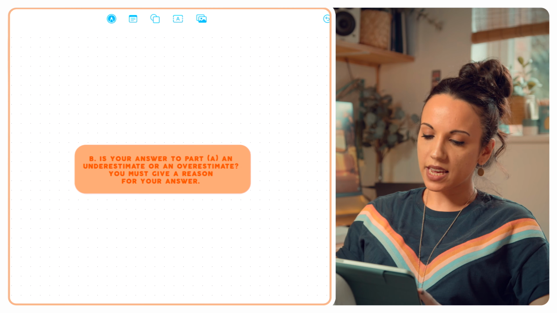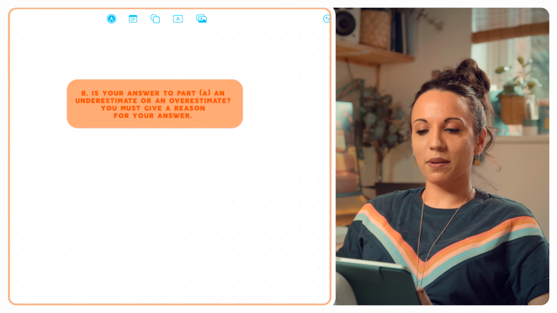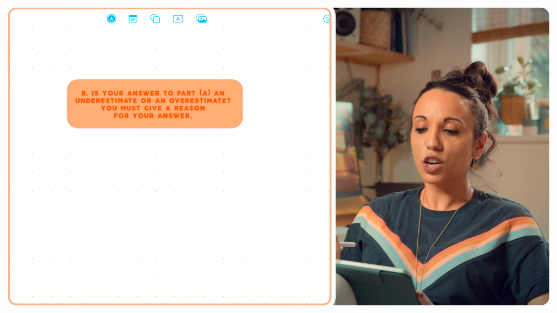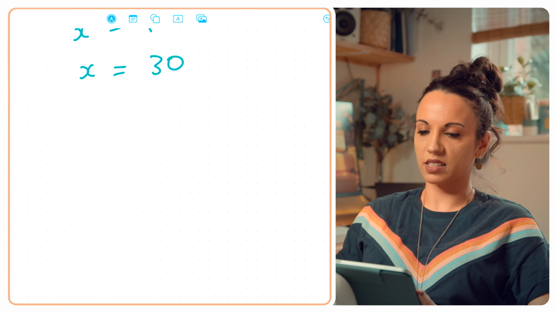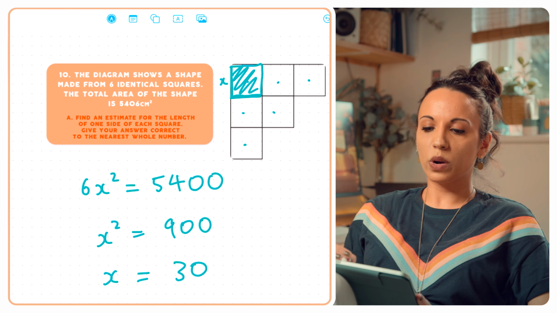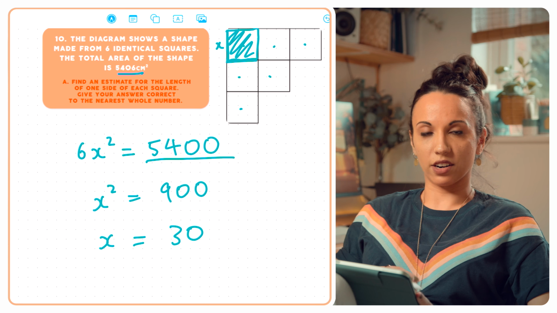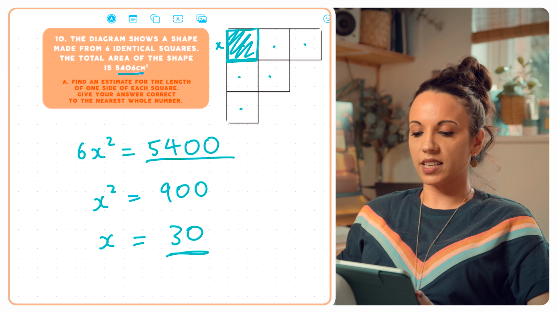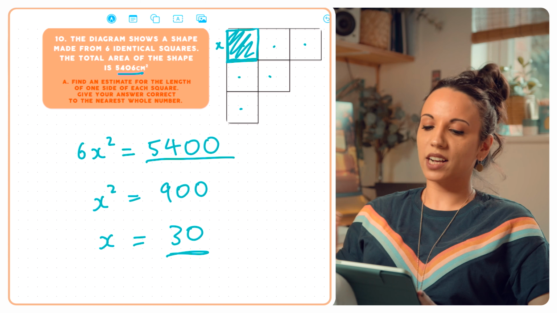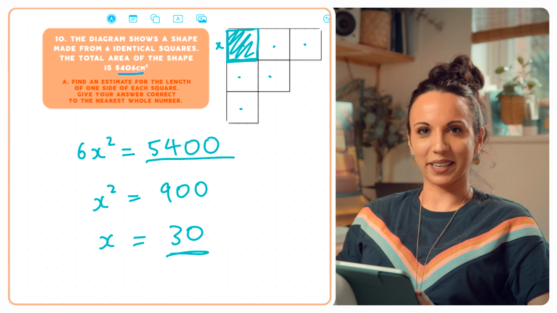And in part B, they want to know whether the answer to part A is an underestimate or an overestimate, and we have to give a reason for our answer. So let's have a look. Well, we rounded this area down to 5,400. So if we rounded down, then this is going to be an underestimate. The actual length of x is going to be slightly bigger.